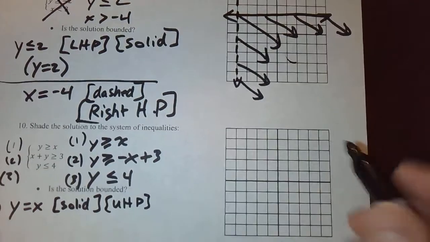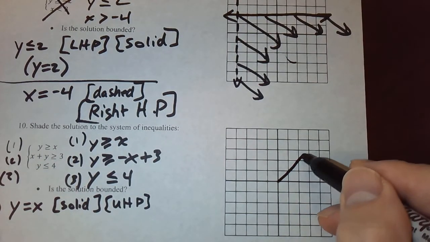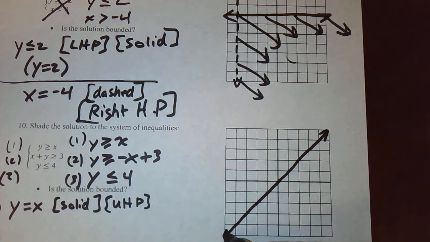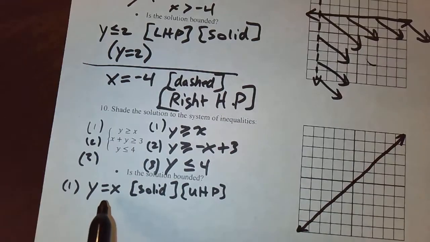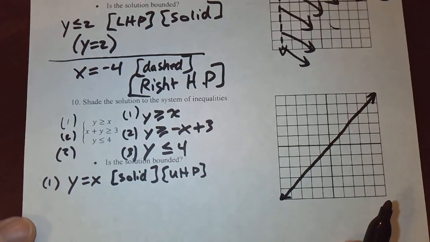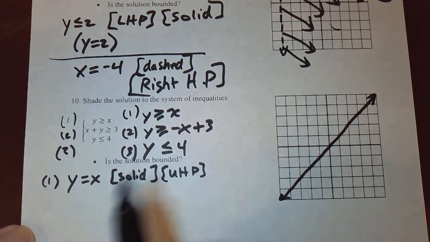So let me go ahead. Solid line means that. That's the line y equals x. It has 0 as the y-intercept, and it has a slope of 1. So up 1 over 1, up 1 over 1. All right, number 2.